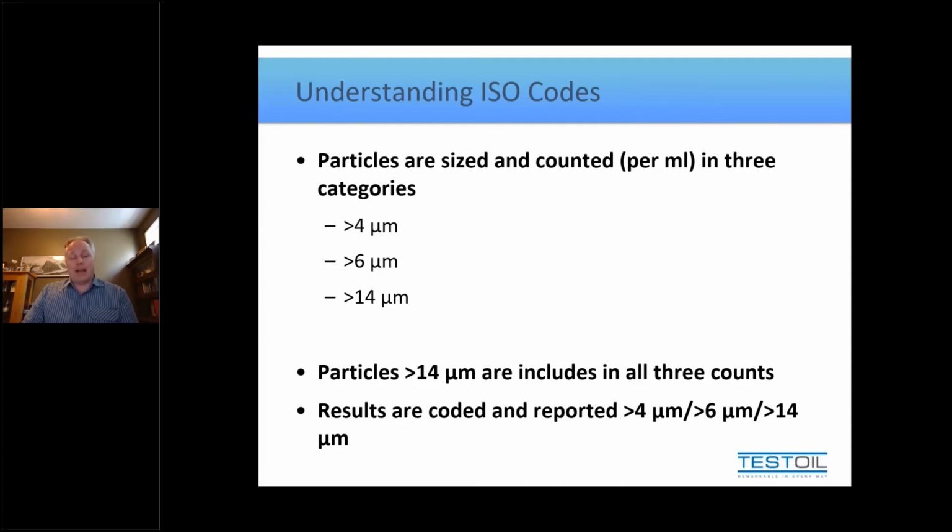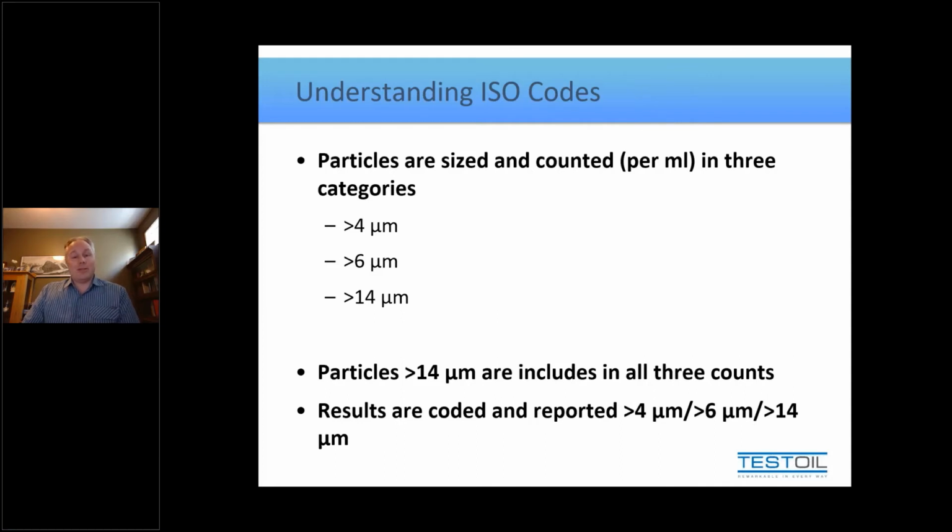Now, bear in mind, the size of these particles that we're counting fall into 3 distinct categories that are used for the ISO coding system. We're counting the particles greater than 4 microns, greater than 6 microns, and greater than 14 microns. Now, what I'm hoping you see with that pattern is that all of them are greater than, meaning that every particle I count as being greater than 14 microns, I will count again as greater than 6, and all of those particles I will count again as being greater than 4.